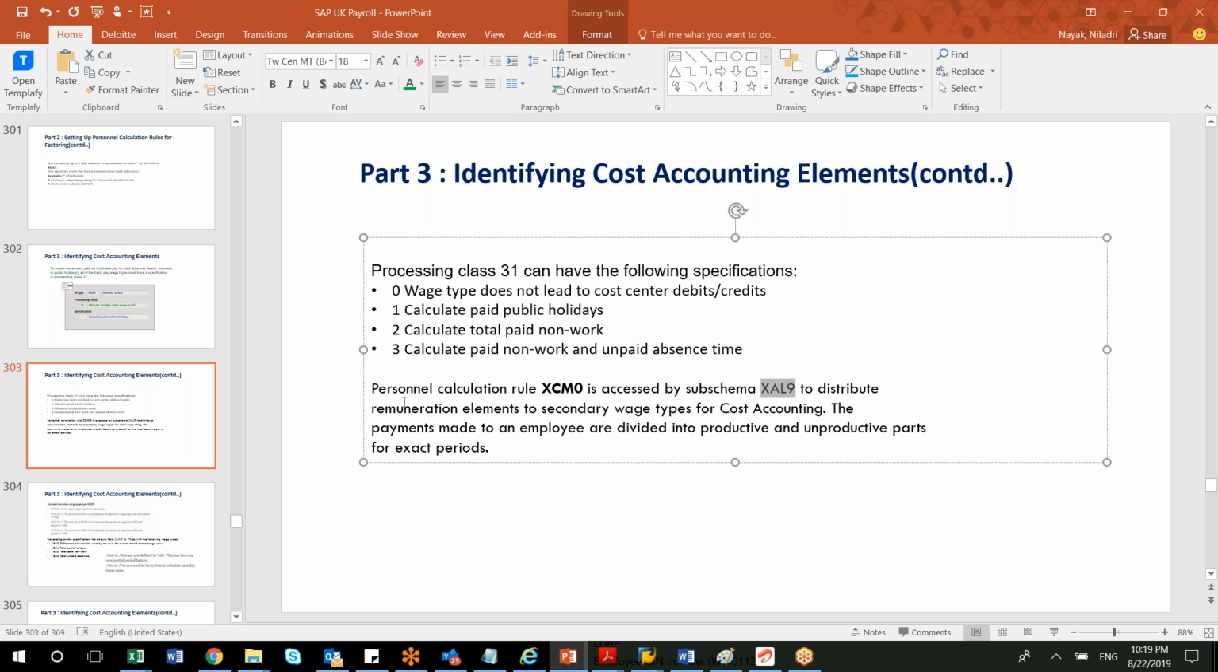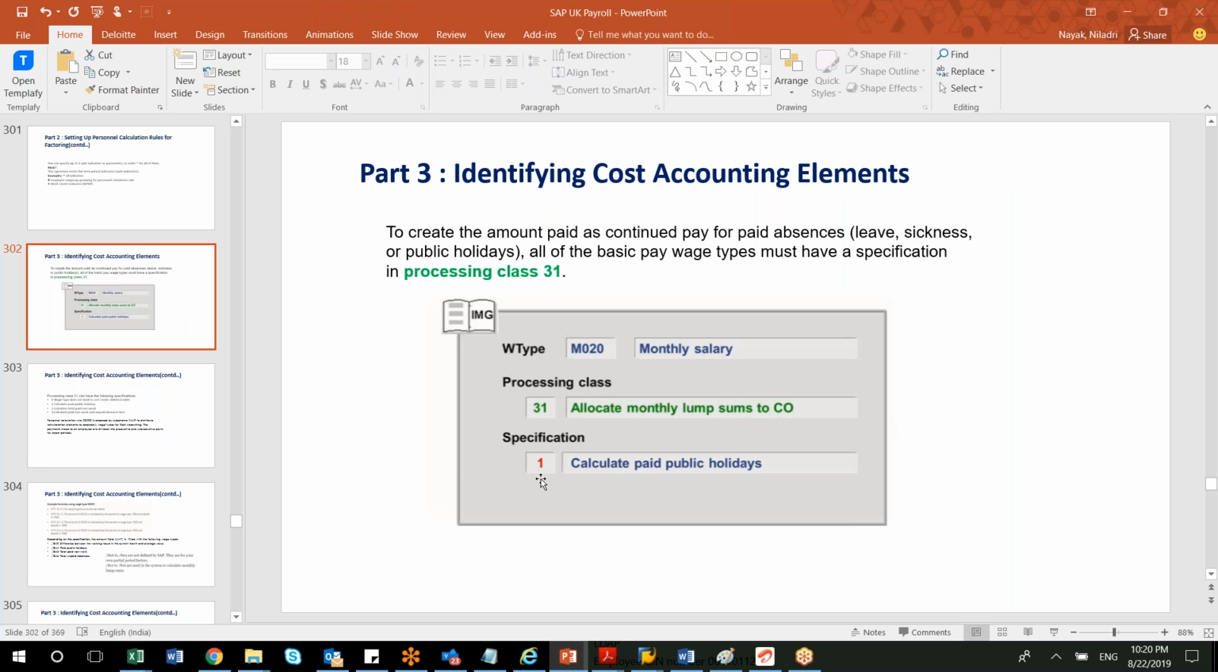From a factoring point of view, factoring will happen depending upon the specification. Whatever specification you have set, like here we have maintained to calculate the paid public holidays, in that case that particular paid holiday will be a paid one. That will be mentioned if you go through the entire log details, which you can visualize inside the log.